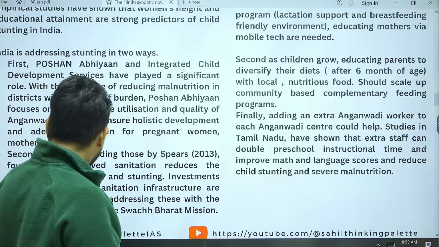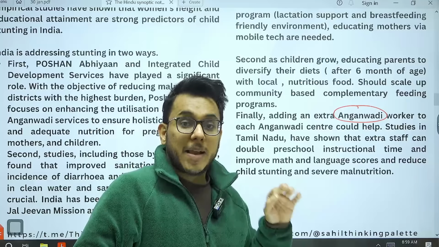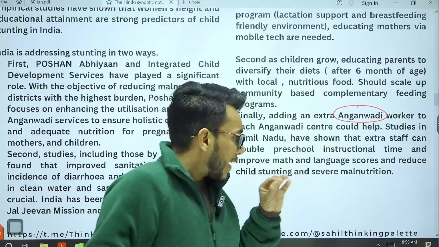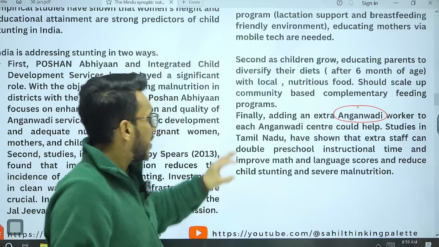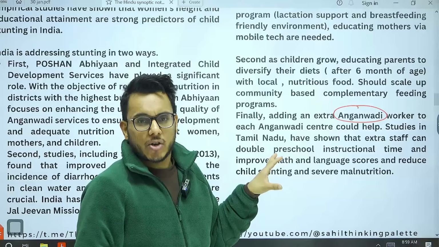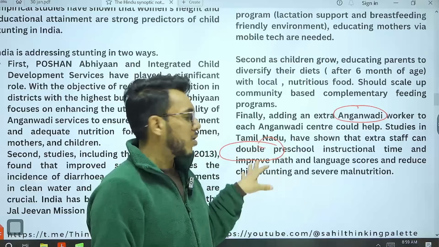Also, it has been provided that Anganwadis play a very important role in ensuring nutrition for a child. And every Anganwadi, it has been provided, needs to be supported by one additional worker. Because if one additional worker is given to an Anganwadi, then with that extra staff, more impact can be created. And we have here the case study of Tamil Nadu. Fine. So that is all, guys, about this particular thing. I hope that you have understood it. And now we will move to the next article.